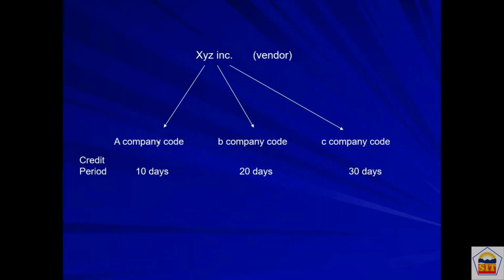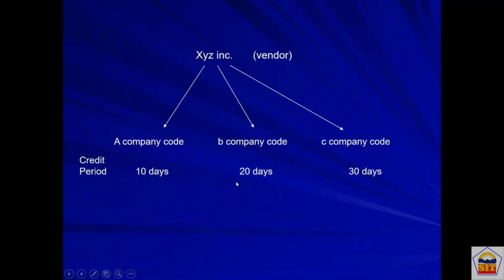But while dealing with company code A, he is having a different credit period of 10 days. While dealing with company code B, he is having a credit period of 20 days. While dealing with company code C, he is having a credit period of 30 days. So likewise, while dealing with company code A, he is accepting the cash payment.